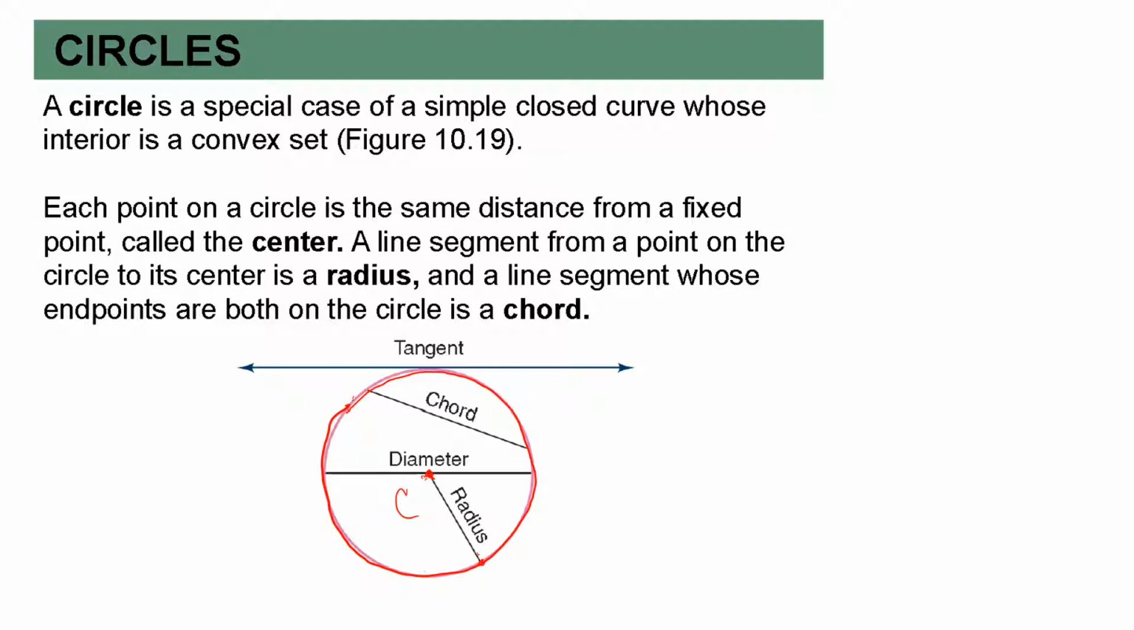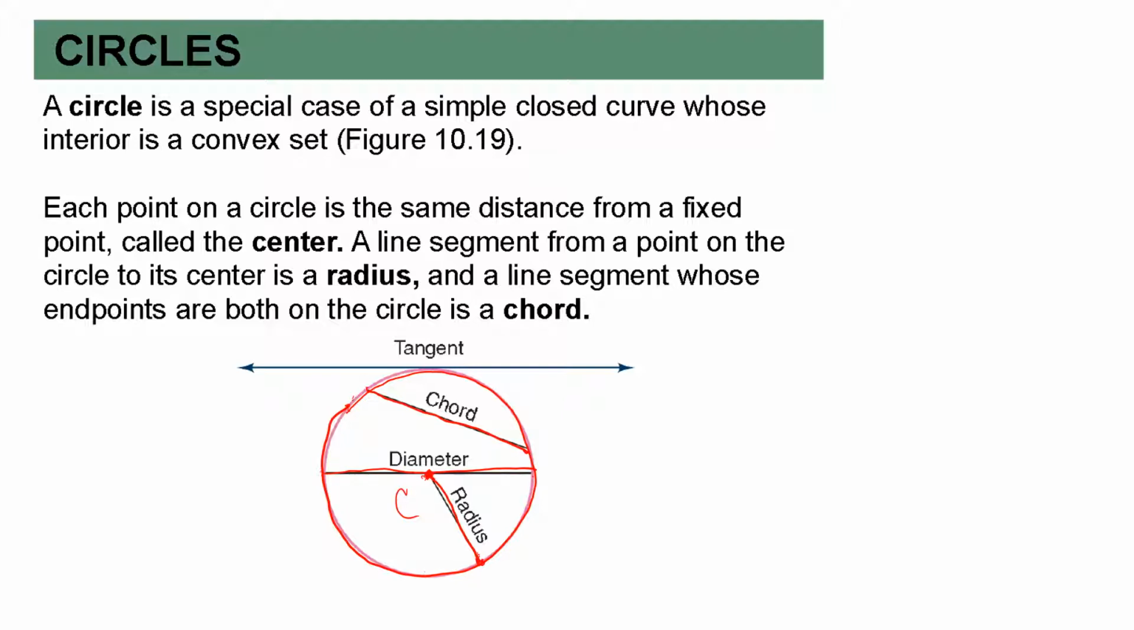We have a couple other line segments that are special to a circle besides the radius, which is any segment between the center and the circle itself. One of those is the diameter. So its endpoints are on the circle and it has to pass through the center. Then we have a chord. Its endpoints are also on the circle, but it does not pass through the center. Now, a chord can pass through the center, but if it does, we call it a diameter.